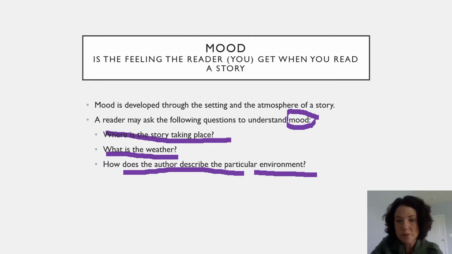So make sure you write that down. Mood is how the reader feels when they read a story, and it's developed by the setting, the atmosphere, the environment, what's happening, and the way they describe the place where they are in a story and what's going on. So that's the mood.